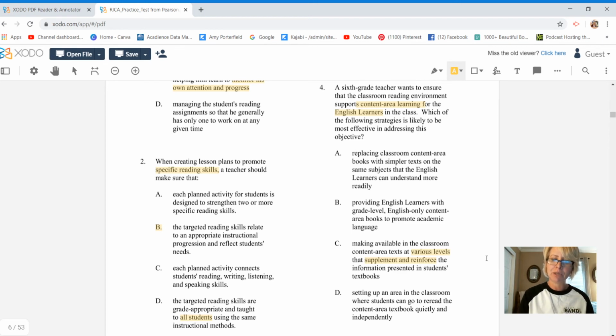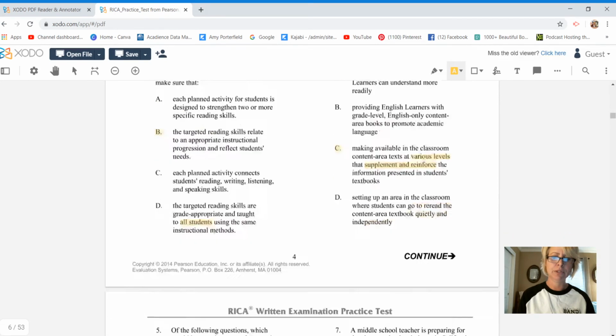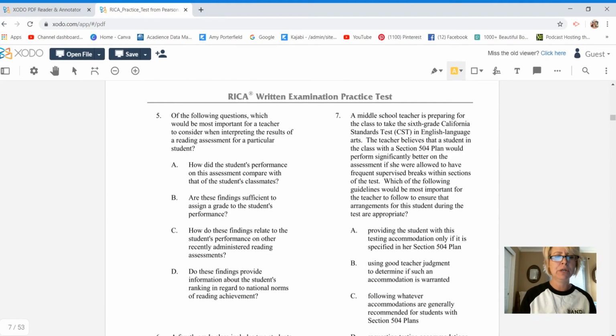D, setting up an area in the classroom where students can go to reread the content area textbook quietly and independently. The problem with reading quietly and independently for English learners is they may be reading the words but not understanding what they're reading. So this one, it'd be nice to have that, but I still think our best answer is definitely C. Let's go to our final one for this video.